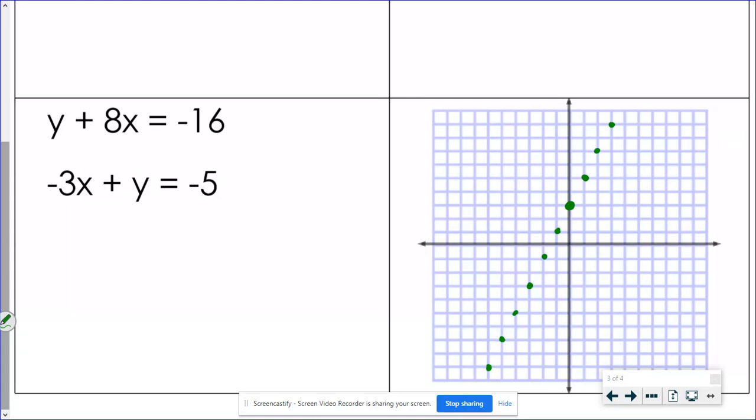Some of you are not drawing the actual lines. Please make sure that you draw your line. You can use a straight edge. I can't, but get your line, not just points.